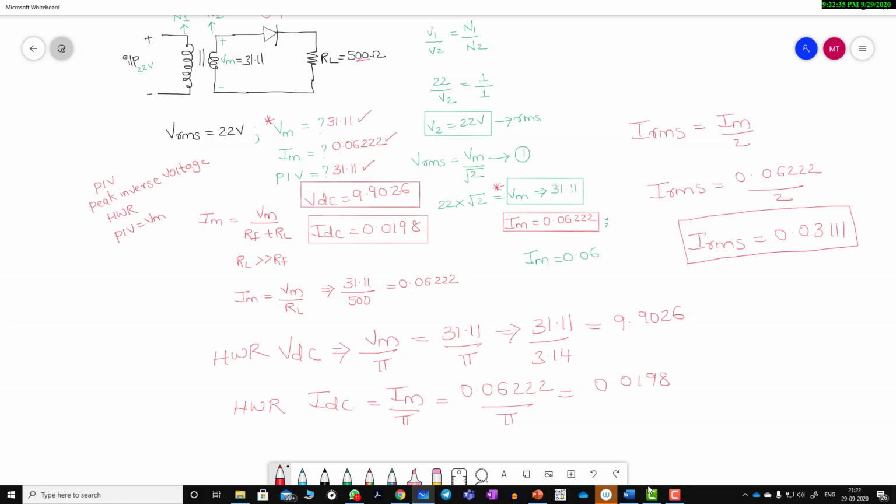In the same manner, you can find efficiency and so on. But for this problem, these are enough: Vm, Im, peak inverse voltage, VDC, IDC, and IRMS.